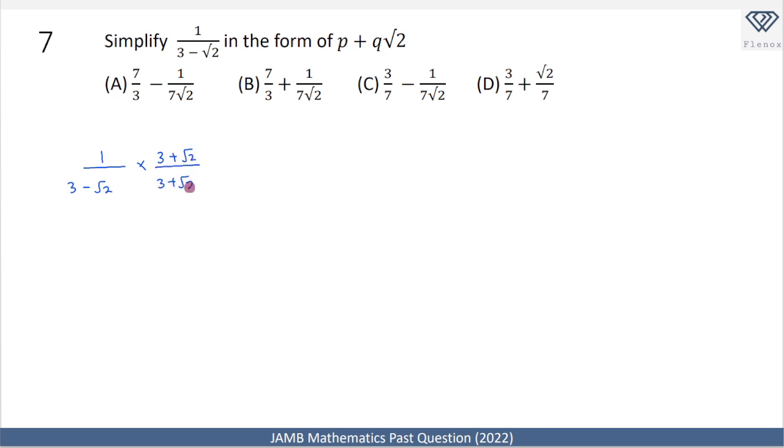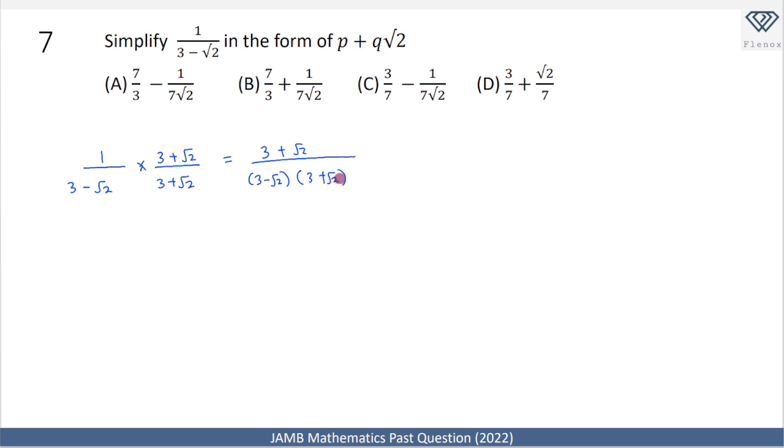And why does this make sense? It makes sense because when we multiply by 3 plus root 2 over 3 plus root 2, because they are the same numbers, this cancels out as 1, and we're left with the original equation. But the reason why we do this is because when we multiply by this, we can look at the denominator and you see that this gives us a classic example of difference of two squares, which allows us to easily simplify the denominator. So now this becomes 3 plus root 2 over 3 minus root 2 times 3 plus root 2.